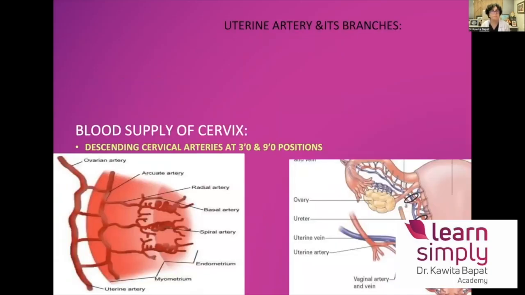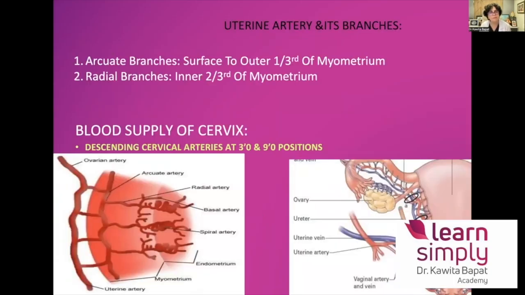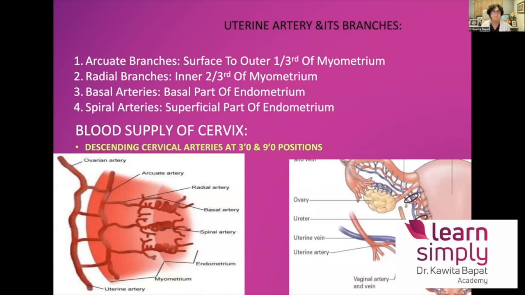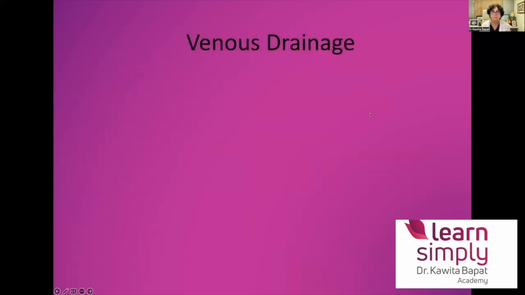with the ovarian artery. So the blood supply of the uterus, again, just see, there are arcuate branches and there are radial branches. The arcuate branches supply the outer 1/3 of the myometrium, and the radial branches the inner 2/3 of the myometrium. The basal arteries supply the basal part of the endometrium. And the spiral arteries supply the superficial part of the endometrium, and the cervical arteries supply this part.